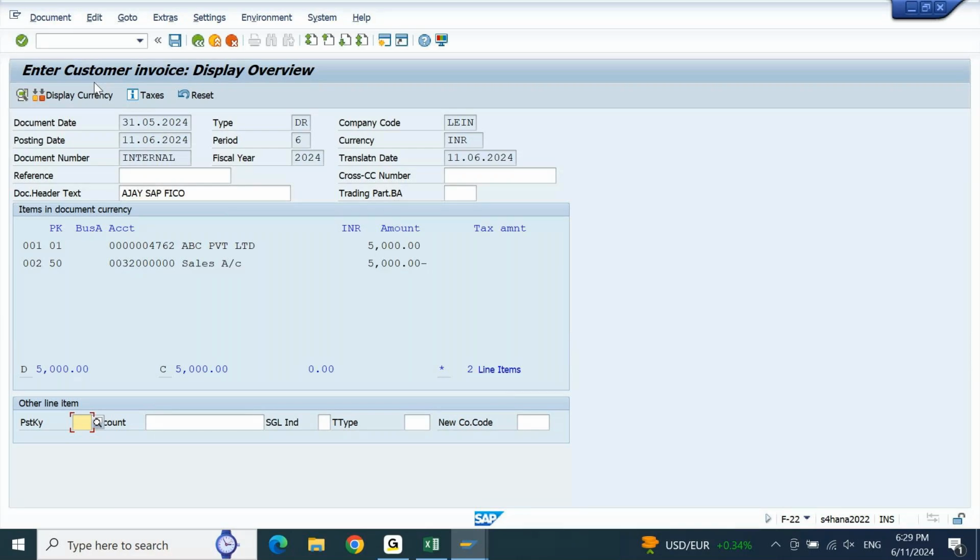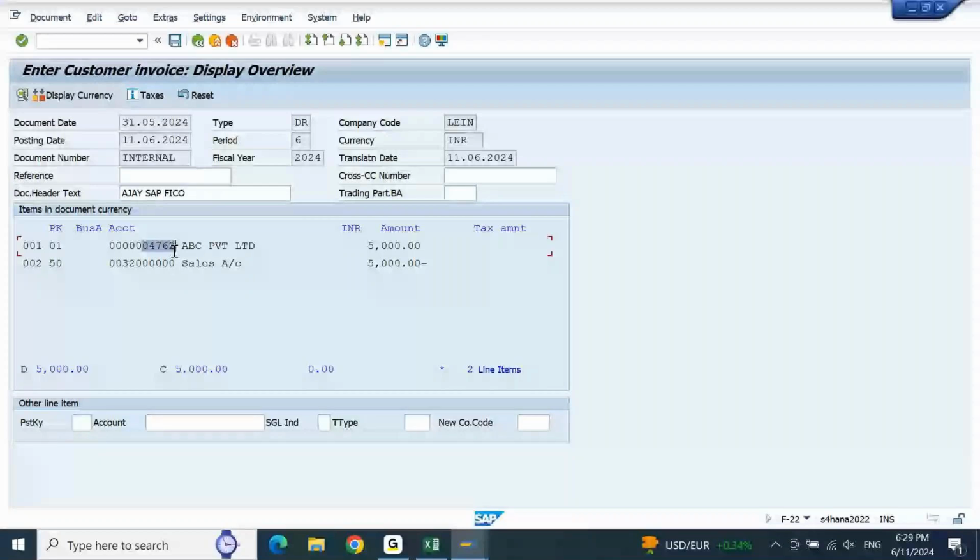In short, during data entry, whatever is entered by the user is displayed as it is in the entry view. Meaning, in the entry view, you have given the customer account and the system is showing the customer account. While posting the document, you have given posting key 01. You have given this customer account called ABC Private Limited. When you're doing the simulation, the system is displaying the same customer account on the posting.